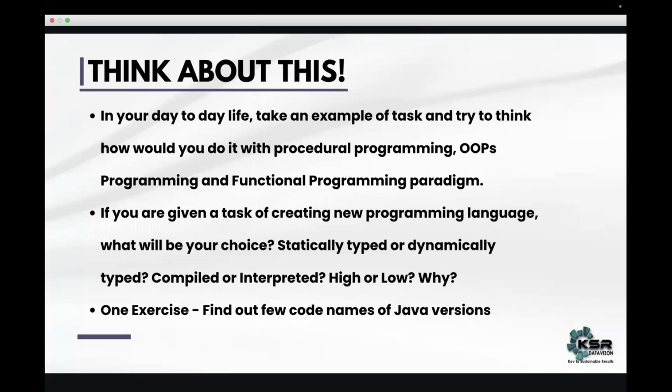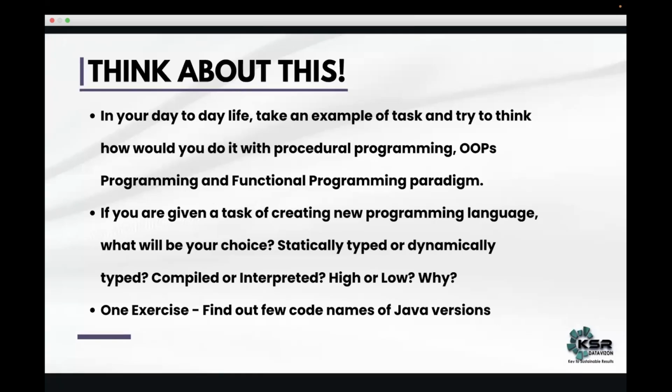Next, the next task is just think about this task. Till then, we'll see what is next. Think about this. Let's say you are given a task to create a new programming language. Okay. So what will be your choices? Will you keep that programming language statically typed or dynamically typed?